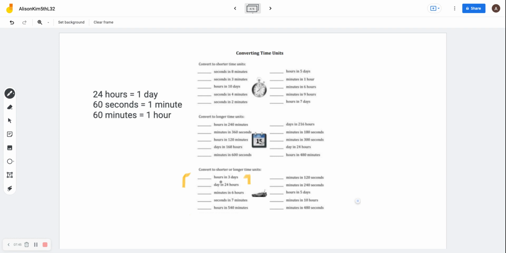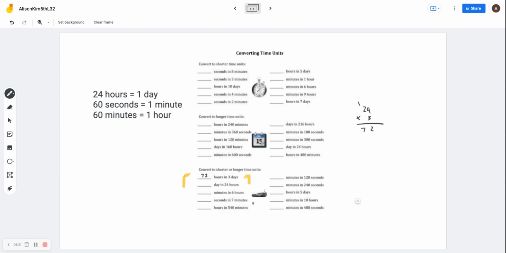So the first one gives us hours in 3 days. So we need to find out how many hours are in 3 days. To do this, let's look at this conversion key right here. We see that we want to find hours, so we're going to look specifically at the top one, which says there are 24 hours in 1 day, right? But we're given 3 days. And we're trying to find the total number of hours, right? And hours is smaller than days, so we're going to multiply 24 by 3 to get the total number of hours, which gives us 72. So there are 72 hours in 3 days.